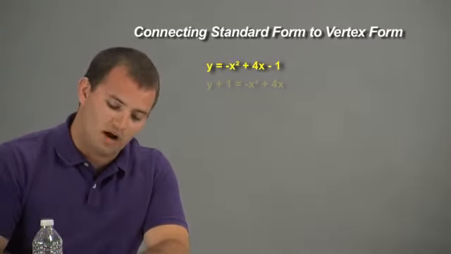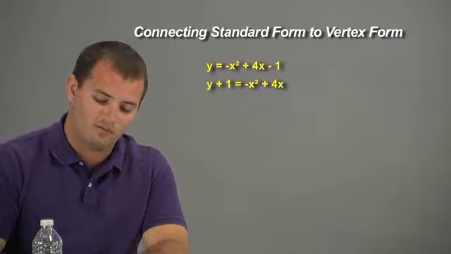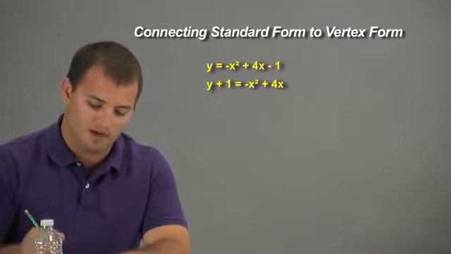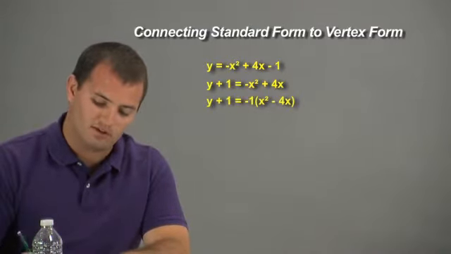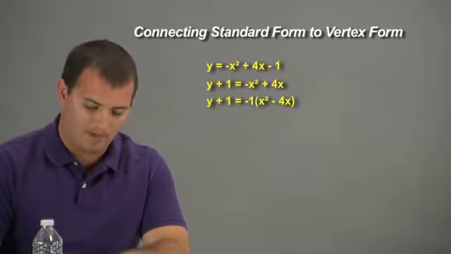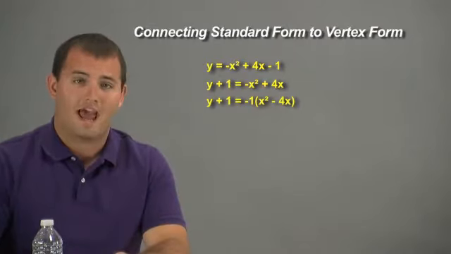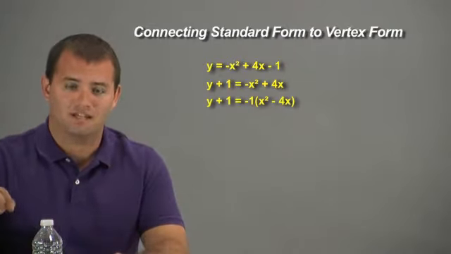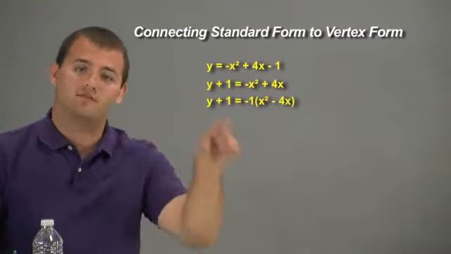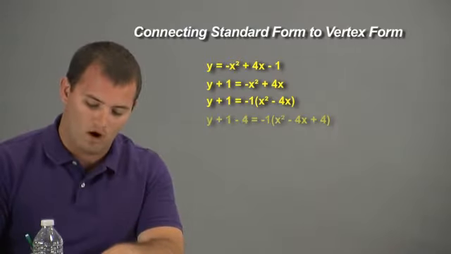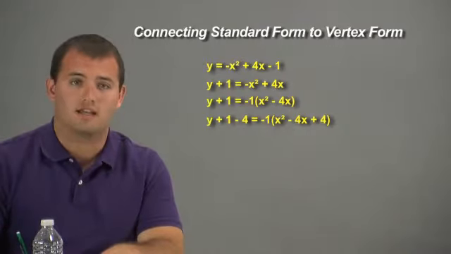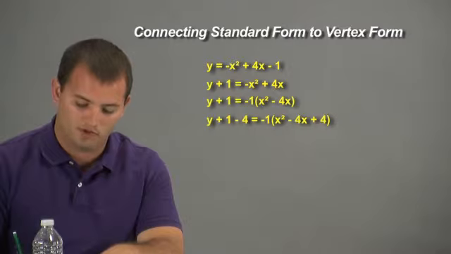So our equation now becomes y plus 1 is equal to negative x squared plus 4x. Now we can factor out the negative 1 on the right side of our equation, and thus the equation becomes y plus 1 is equal to negative 1 times the quantity x squared minus 4x. Now to complete the square. Take half of 4, square it, and add it to the interior of our parentheses. And we'll add that number times negative 1 to the left side of our equation, and so it becomes y plus 1 minus 4 is equal to negative 1 times the quantity x squared minus 4x plus 4.